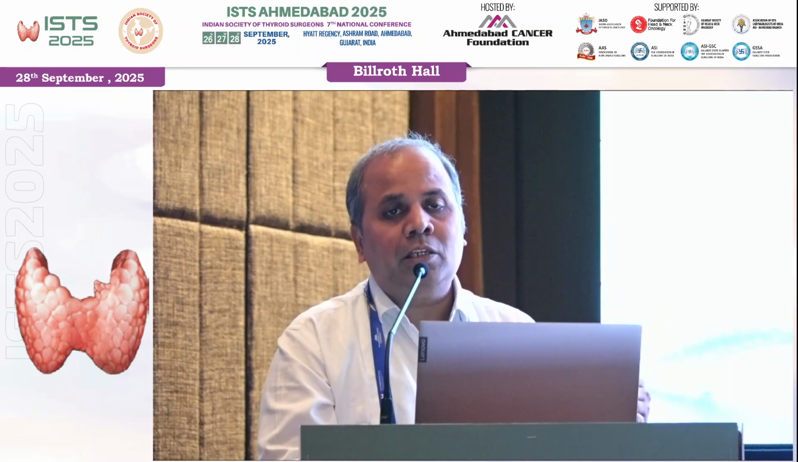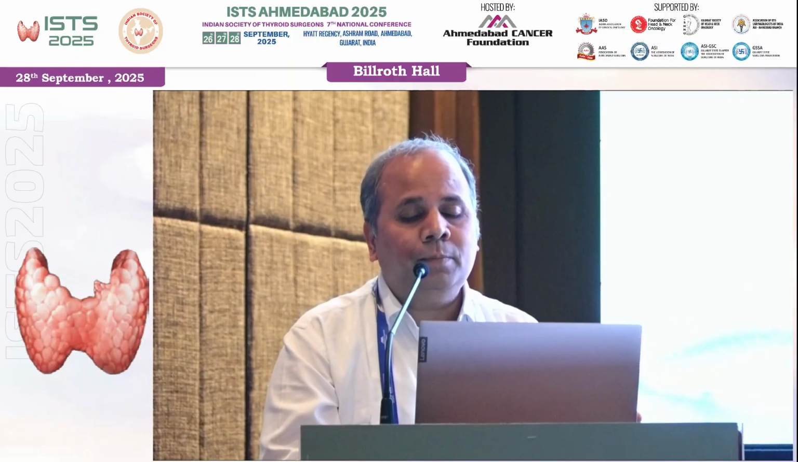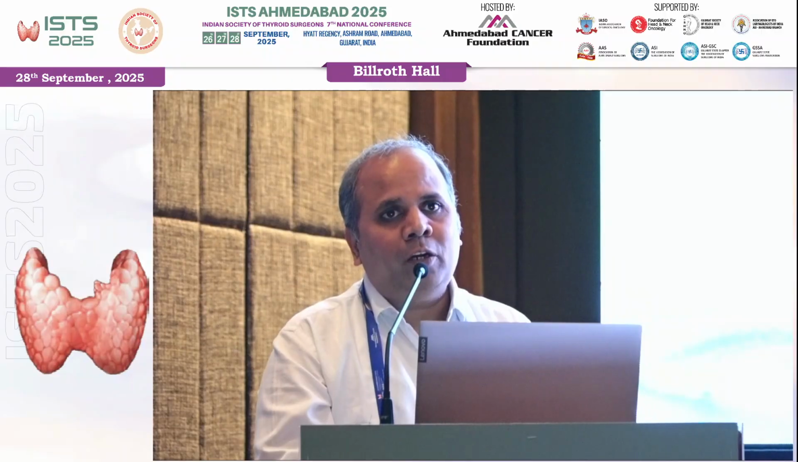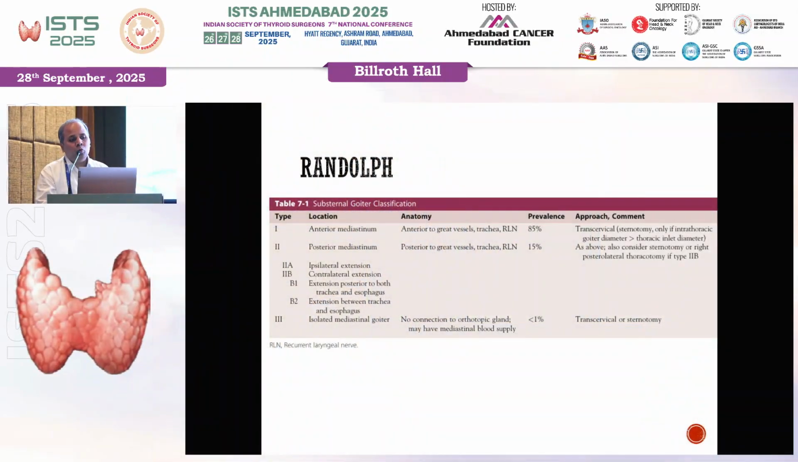So this is the classification given by Randolph. Type 1 is extension to the anterior mediastinum. Type 2 is extension to the posterior mediastinum. Type 2 is again divided into type 2A and 2B. 2A is ipsilateral extension and 2B is contralateral extension. 2B is further divided into B1 and B2. B1 is extension posterior to both trachea and esophagus, and B2 is extension between the trachea and esophagus. And type 3 is where you have isolated mediastinal goiters.